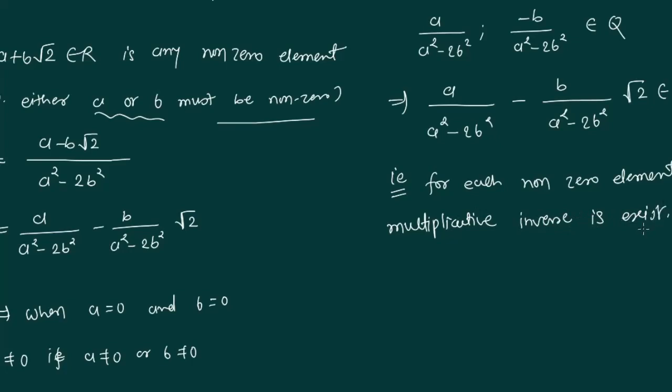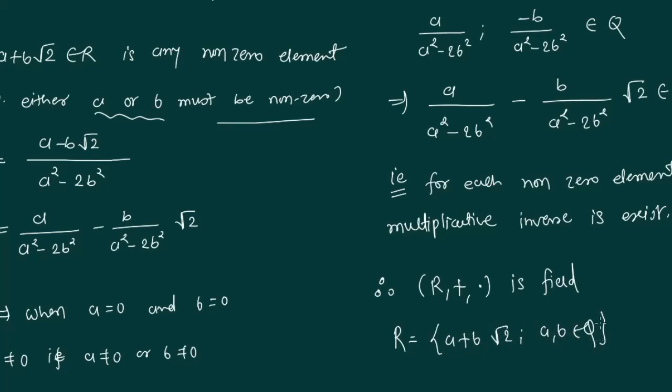So these are all the postulates we had to prove for a field. This means R with plus and dot is a field, where R is the set of the form a plus b root 2 where a and b belong to Q. So this set is a field.